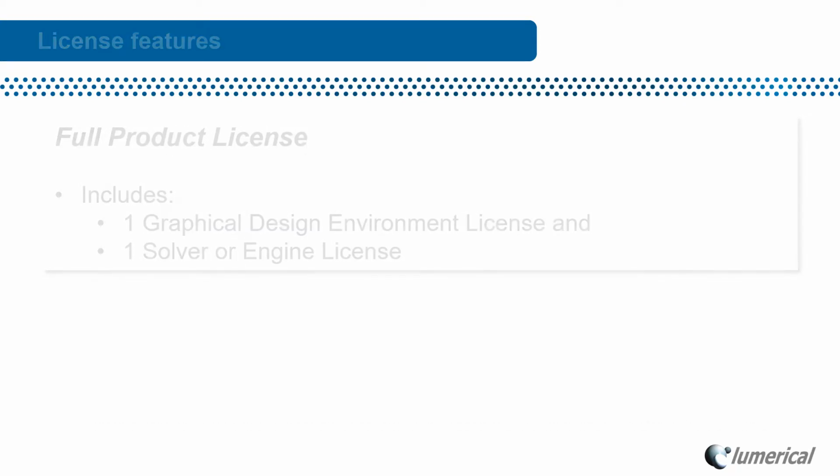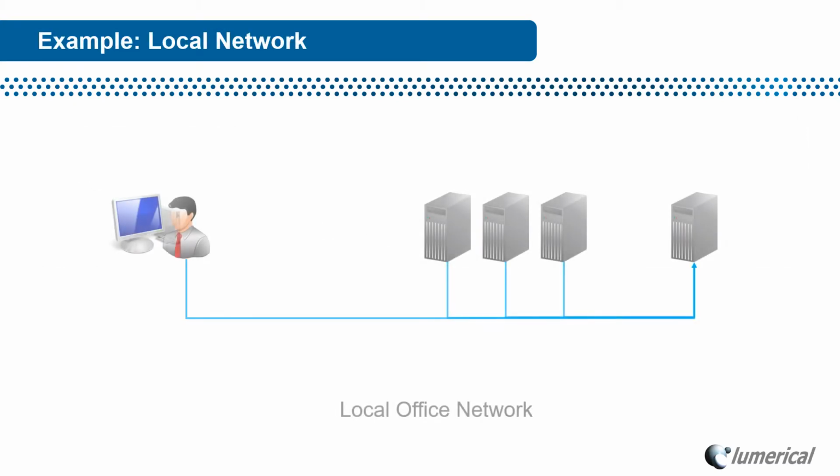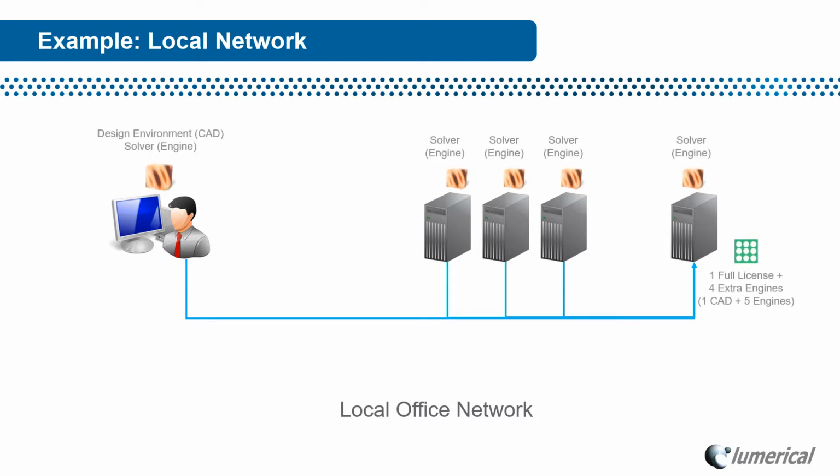Now, let us consider this example. We have one user that wants to run Lumerical's design software on his desktop. He also has 4 other workstations available to run simulations. All computers are connected to the same office network. In this scenario, he'll purchase one full product floating license, which includes a CAD and an engine license. The floating license allows him to share the licenses among the other computers in the network. Plus, he'll purchase 4 extra engine licenses.